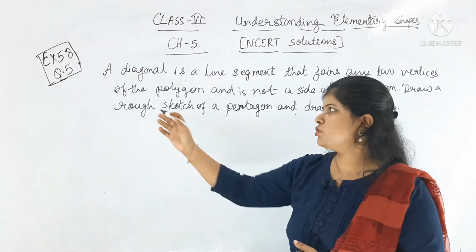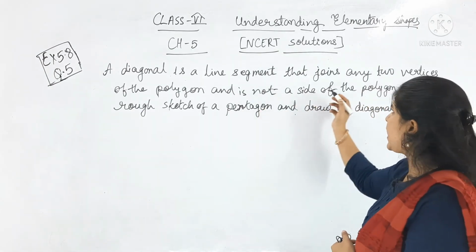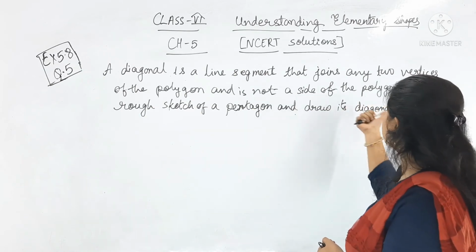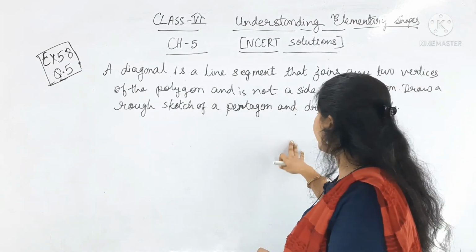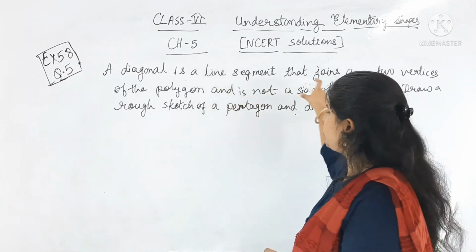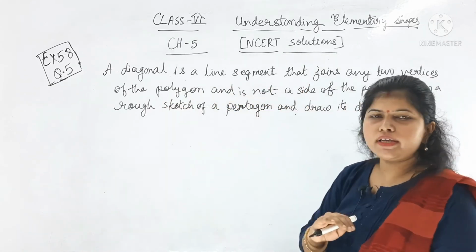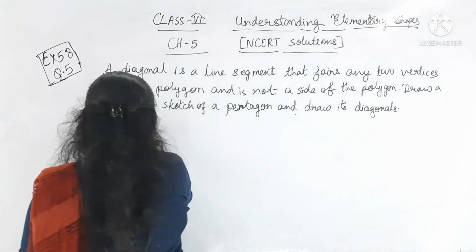This is your last question of 5.8, that is question number 5. A diagonal is a line segment that joins any 2 vertices of the polygon and is not a side of the polygon. So you have to draw a rough sketch of a pentagon and draw its diagonals. Here it is written the definition of the diagonal, that it is a line segment that joins any 2 vertices of the polygon. Okay, so here is the solution.